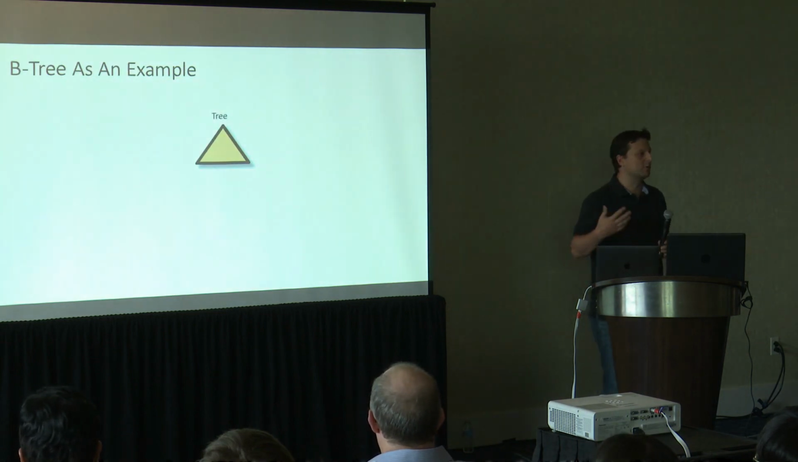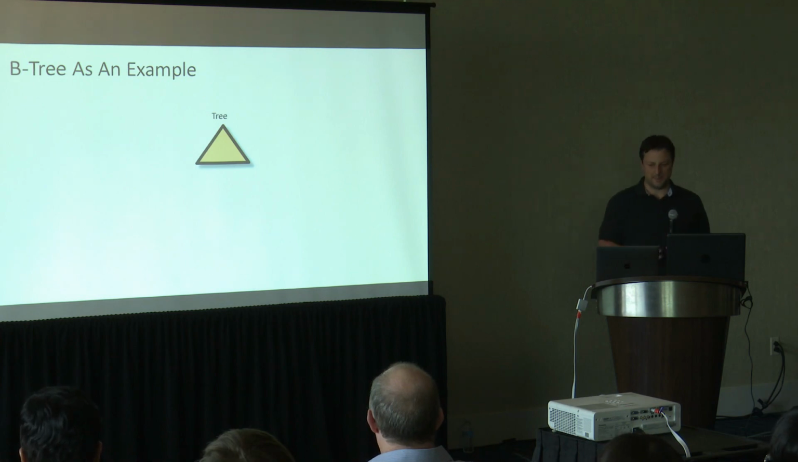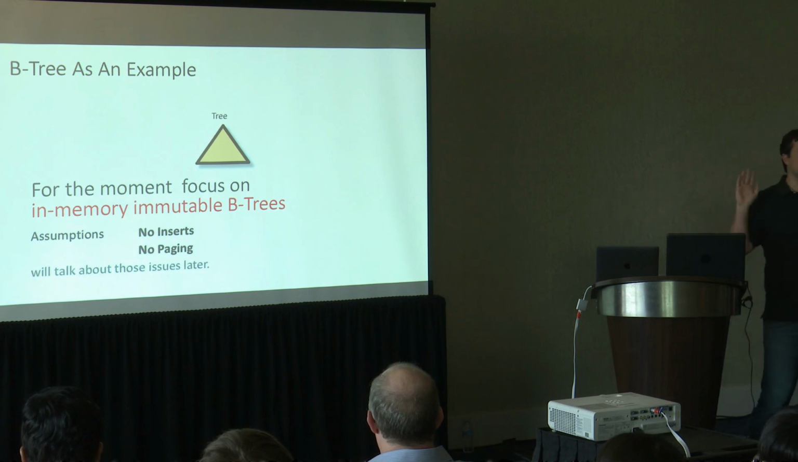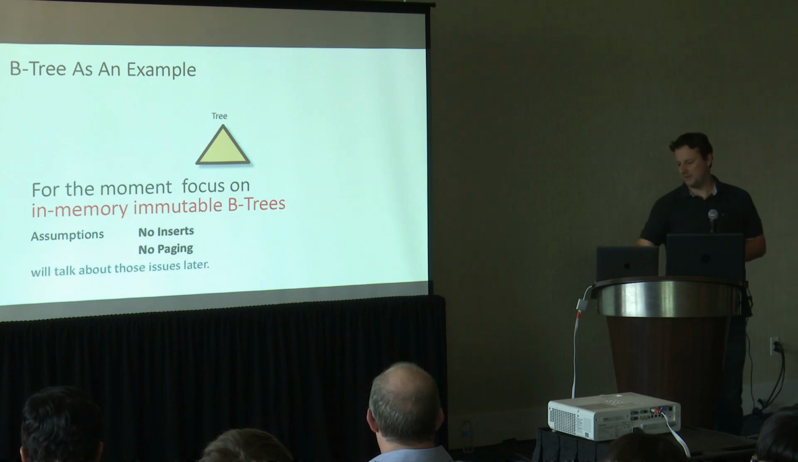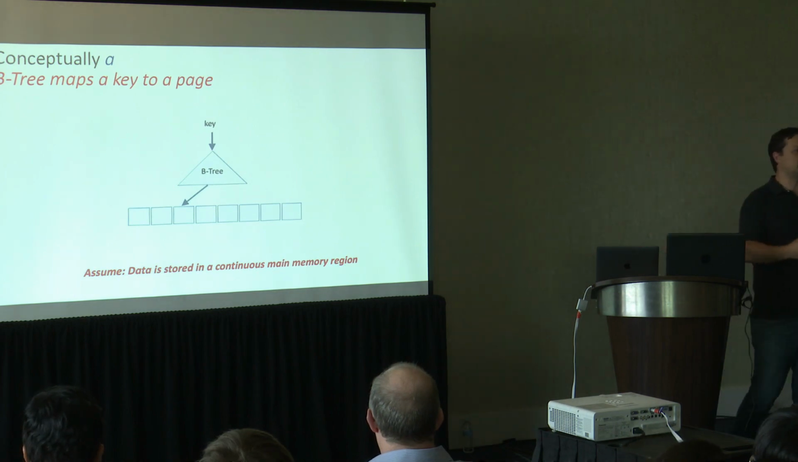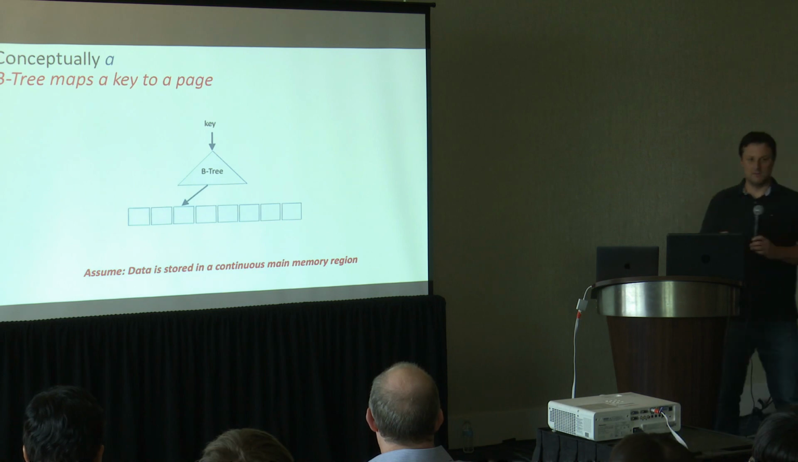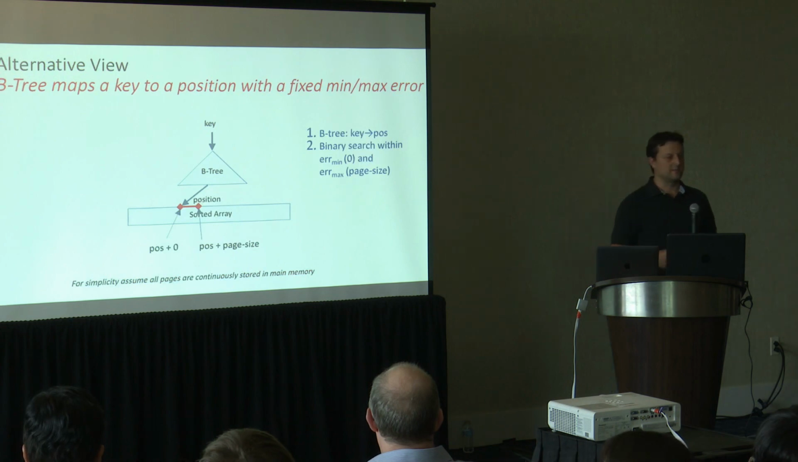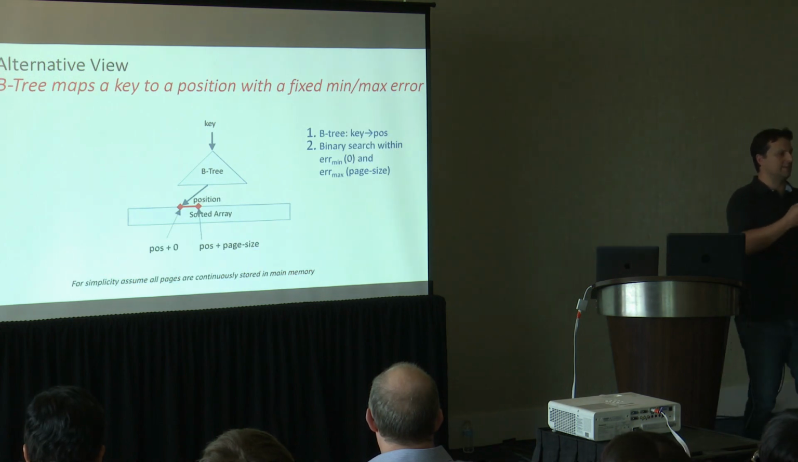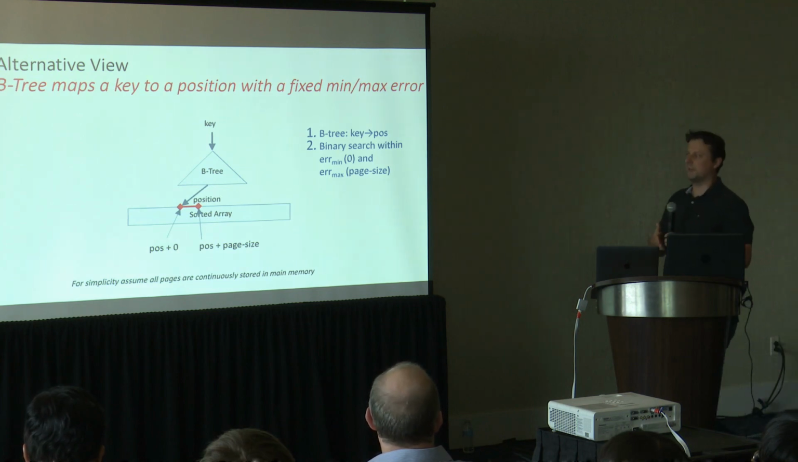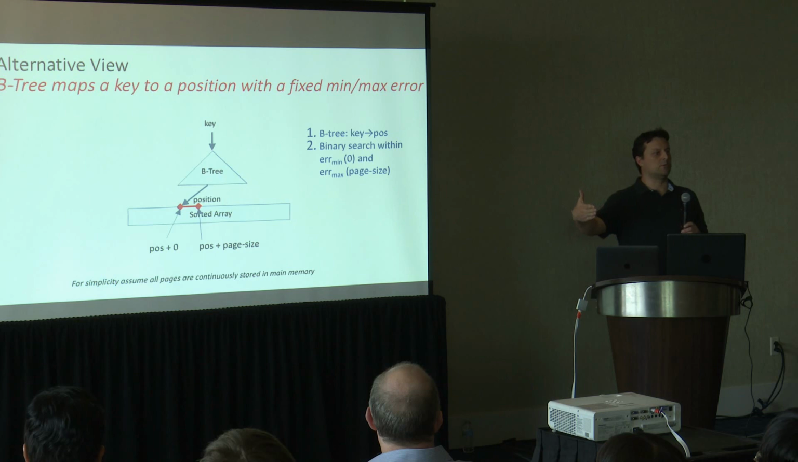So let's make it a little bit more concrete with a B-tree as an example. For the moment, just focus on an in-memory, immutable B-tree. There are no inserts, no paging. I will cover them later on. What a B-tree does is, given a key, it finds the position of the page where this key might be contained. So I said everything should be stored in a continuous region in memory. What a B-tree does is, given a key, it finds you the position inside the sorted array. And then we know that if the key exists, it should be from this position on, plus the page size. This is what we still have to search, so we do a final search in this area.